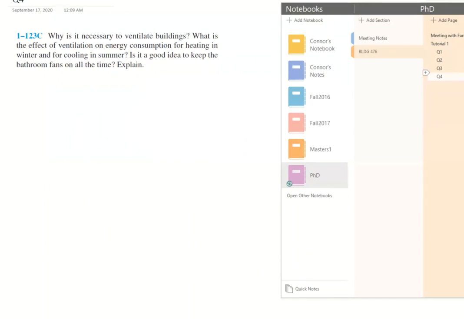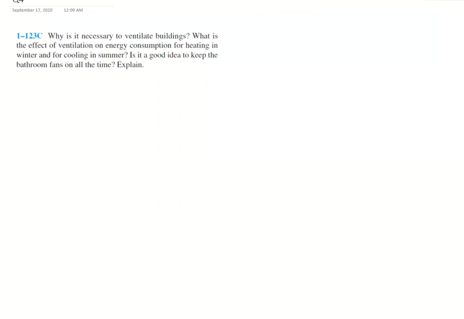So the last question is a discussion. Is it necessary to ventilate buildings? What is the effect of ventilation on energy consumption? And is it a good idea to keep the bathroom fans on all the time? So I guess, does anyone want to try to explain this? That's a very broad request for input. I mean, one at a time. Why is it necessary to ventilate buildings? Does it have to do with thermal comfort for heating? You can put answers in the chat as well.